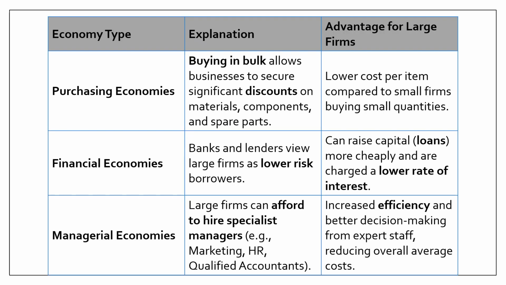What is purchasing economies? It is buying in bulk, where it allows the businesses to secure significant discounts on materials, components, and spare parts. What are the advantages for large firms in purchasing economies? Lower cost per item compared to small firms buying small quantities. Number two, financial economies. Banks and lenders view large firms as lower risk borrowers. Hence, the advantage is that they can raise capital more cheaply and are charged a lower rate of interest.